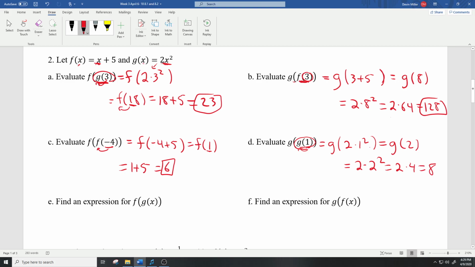Also, one thing to point out from back here in part A and B is that we did f of g of 3 and got the number 23. And then by switching the f and g around and still using the same number, you still got a completely different answer. So even though we used 3 both times, we still got a completely different answer.